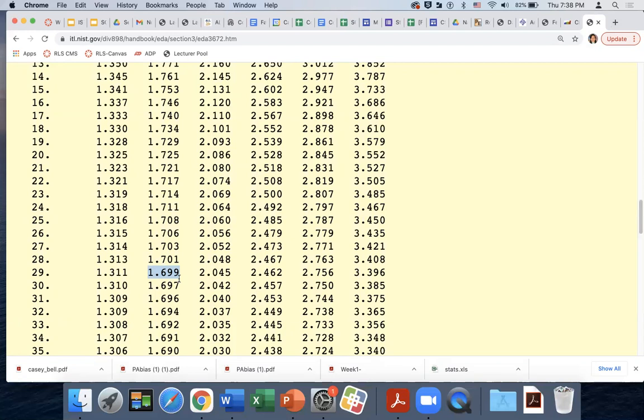Is that 1.699%, or is that? No, it's a t-test, t-statistics. You will learn how to calculate this in week 3. I'm just giving you an example of how degree of freedom and critical values are related.